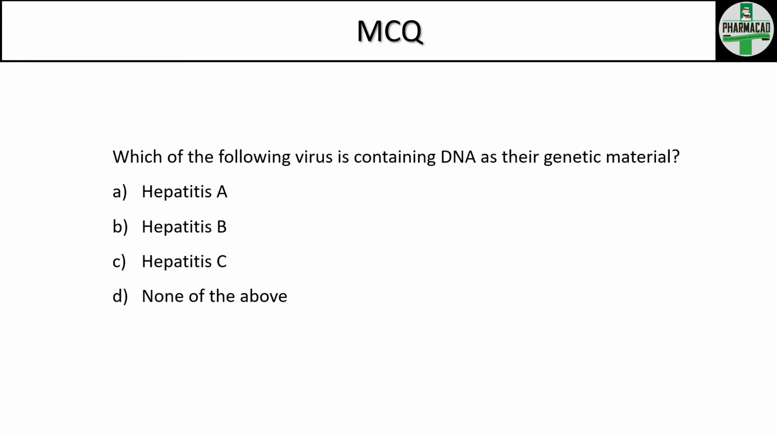Which of the following viruses contains DNA as its genetic material? Hepatitis A, hepatitis B, hepatitis C, none of the above. The answer is hepatitis B, which contains DNA as genetic material. Hepatitis A and C viruses contain RNA as their genetic material.